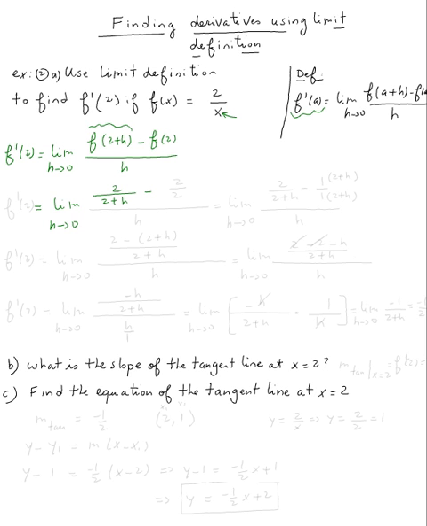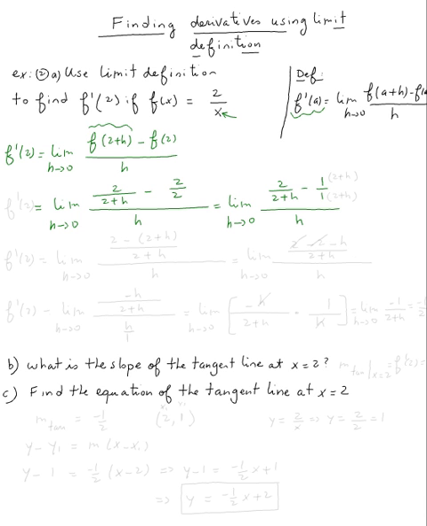Minus f of 2 means plugging 2 into the function. If you plug it in, you get 2 over 2. Everything is divided by h. Now, 2 over 2 is 1. So this would be a limit of 2 over 2 plus h minus 1. 1 is the same thing as 1 over 1, divided by h as h approaches 0.